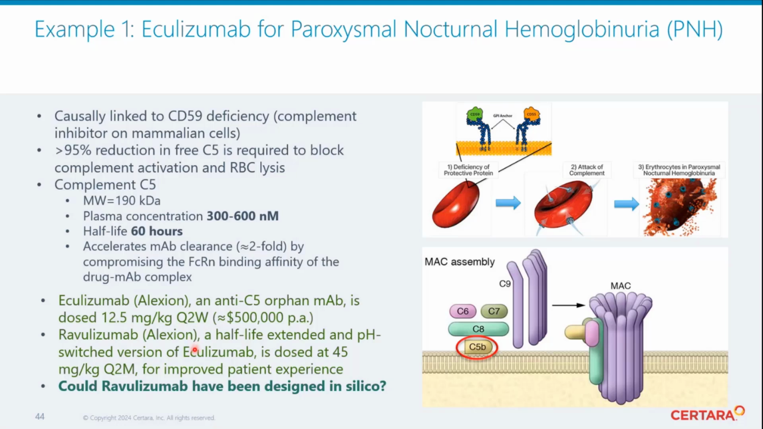So Alexion wanted to make life easier, more comfortable, and wondered whether they could come up with something smarter. It's an antibody which has the pH switch engineered into it, which I described, and it also has half-life extension. And yeah, they figured out that when dosing 45 mg per kg, they can drag out the dosing interval to 2 months, which, yeah, from the patient perspective is quite convenient.